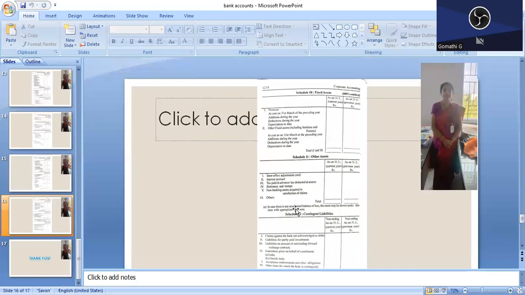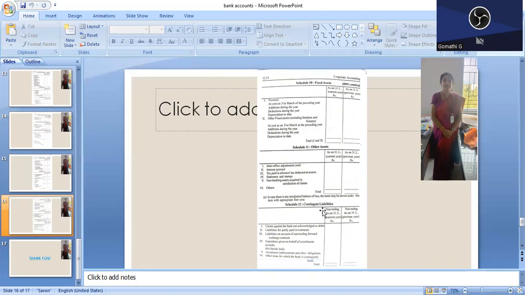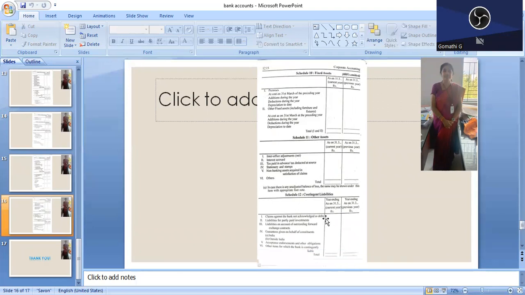Next, the 10th one is fixed assets. Fixed assets means premises, additions during the year, depreciation, other fixed assets, including furniture and fixtures, additions during the year, deductions, if any deductions are made in the fixed assets. Then other assets: inter-office adjustment, interest accrued, tax paid in advance, stationery and stamps, non-banking assets acquired in satisfaction of claims, others. Next, schedule number 12, contingent liabilities.